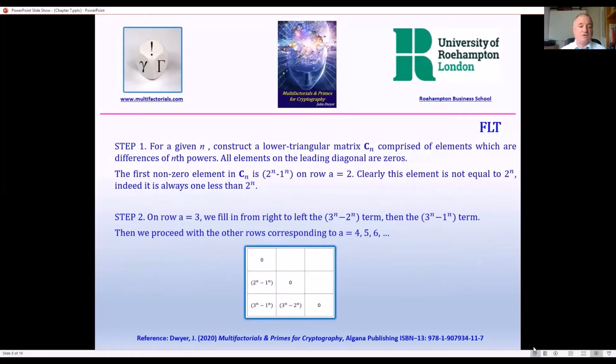So here's step 1, the very first element, apart from the leading diagonal zeros, is 2 to the n minus 1 to the n. That's on row 2, and that would be equal to 7, obviously. On row 3, we get those elements. We start from the right and move to the left, and then proceed down the matrix.